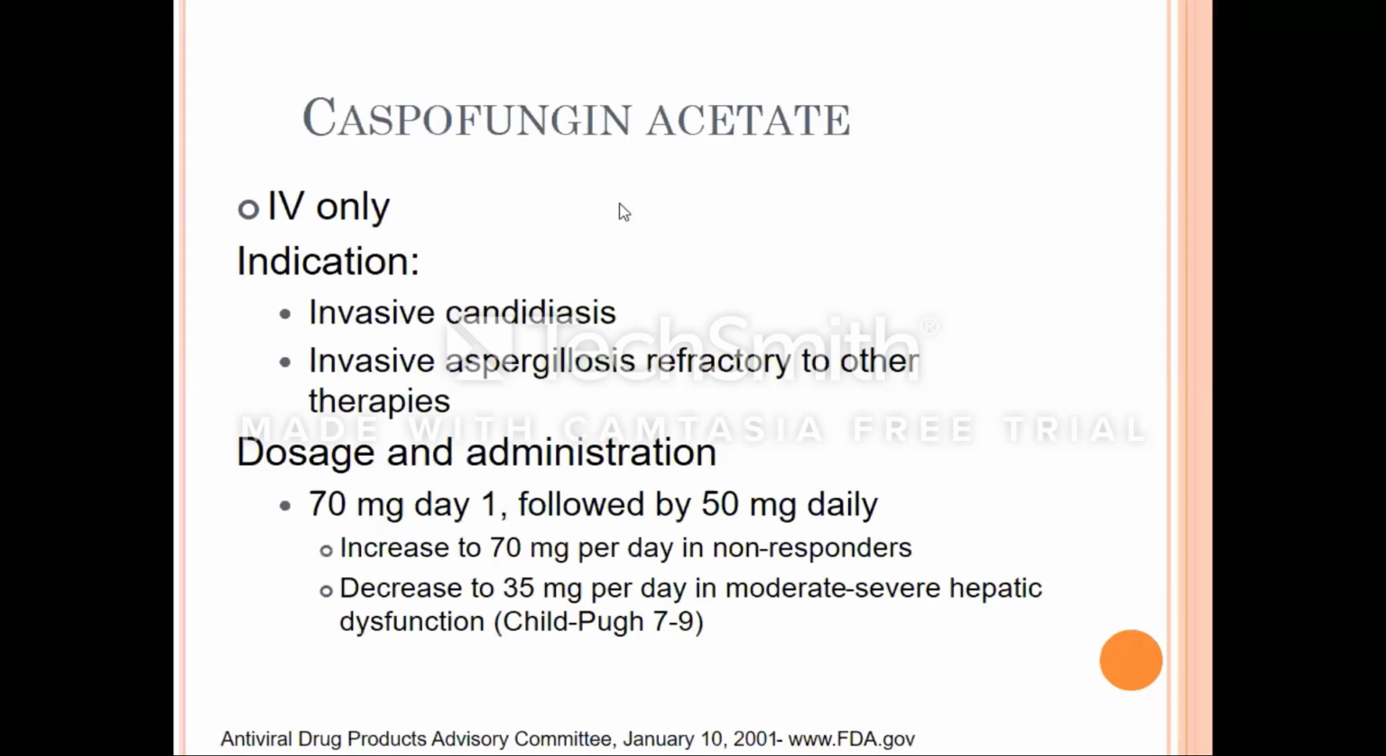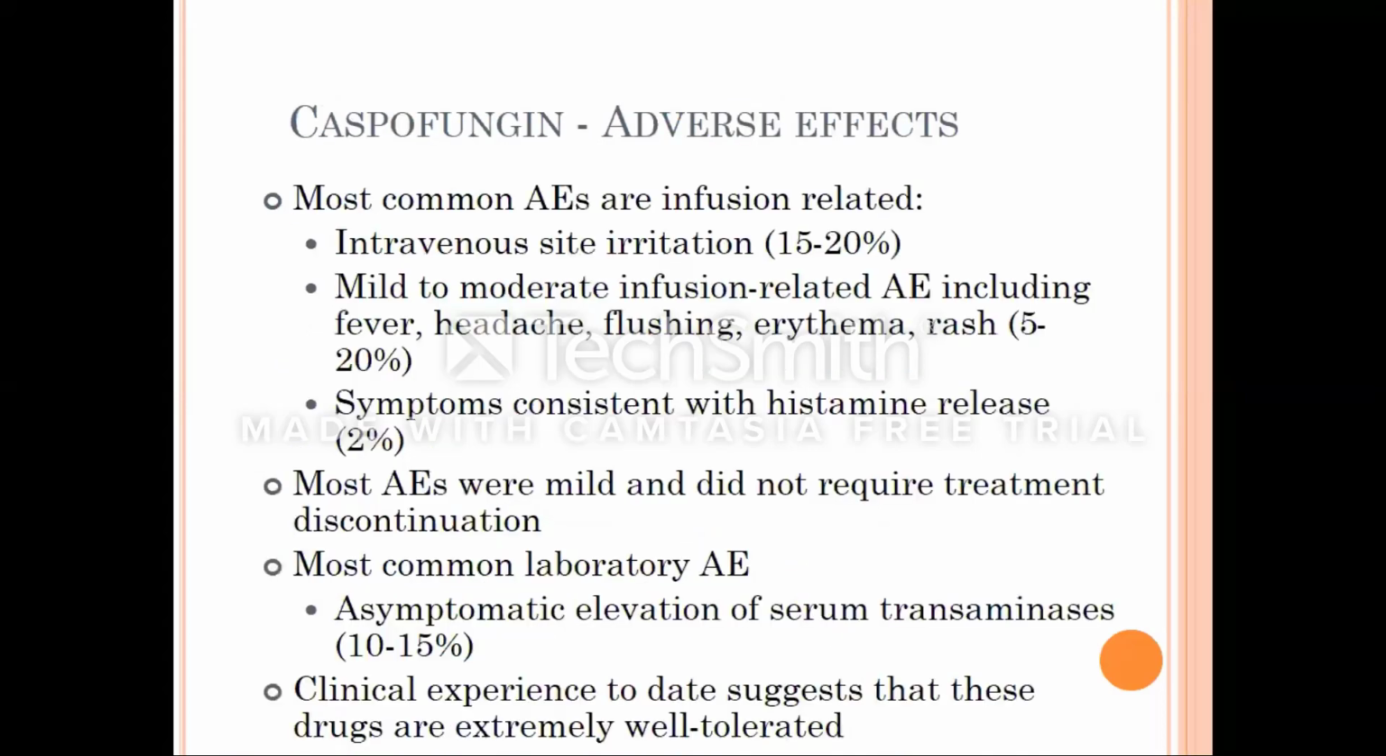Caspofungin acetate is the one which is given only by the IV route. It is given for invasive candidiasis and aspergillosis infection, which is resistant to the other antifungal drugs. And these are the doses which are usually administered to the patient.